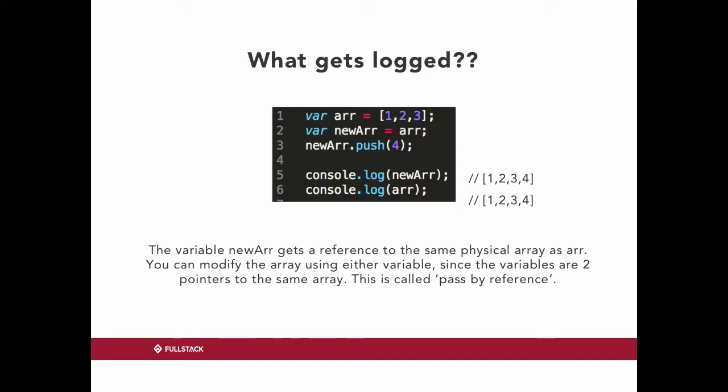Okay, so new array references the same physical array as array. In your computer, there's a piece of memory that's taken up by this 1, 2, 3, now 4 array, and you can modify it with either variable because push modifies the array, and they'll both be changed. And so this is what's called pass by reference.